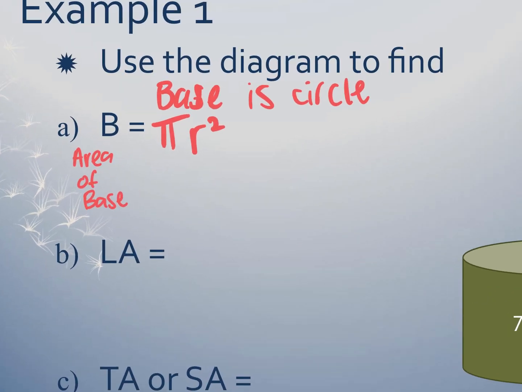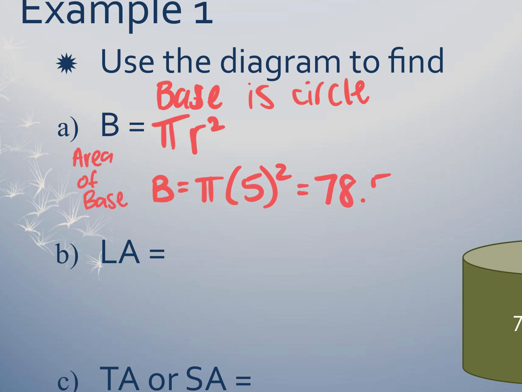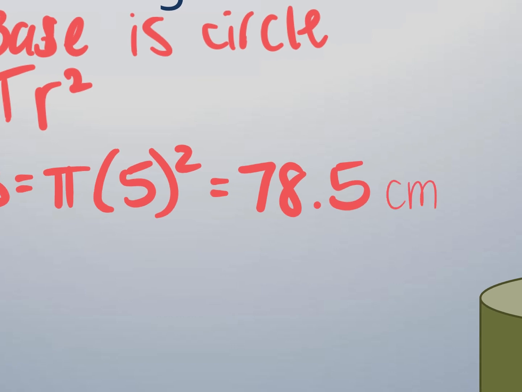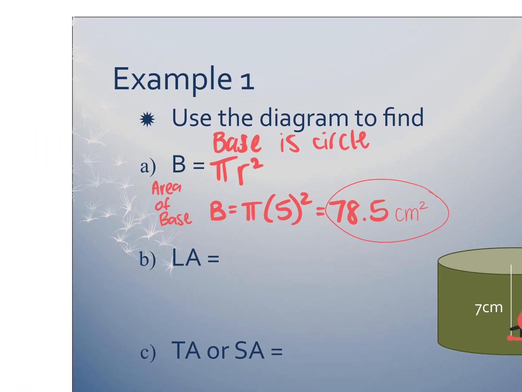Let's plug that in. So the area of our base, B, is going to be pi times 5 squared. Let's take out our calculators. Let's do pi times, what's 5 squared? 25. So let's do pi times 25. I got 78.5. What units does this get? Meters squared, or centimeters squared. Why? It's area. Very good. So we're going to put centimeters squared. What questions do we have on finding the area of the base of this cylinder?